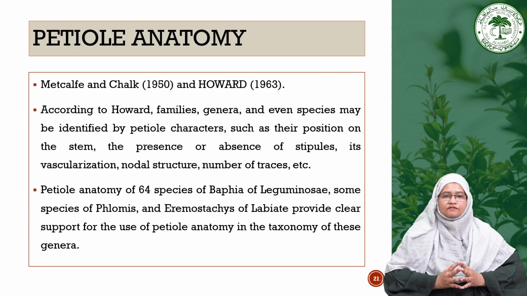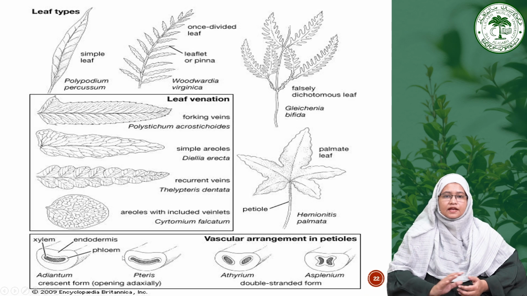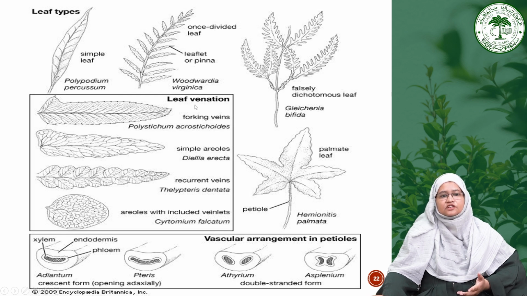Petiole anatomy of 64 species of Bauhinia of Leguminosae and some species of Phlomis and Aeollanthus of Labiatae provide clear support for the use of petiole anatomy in taxonomy for these genera. As we can see, these are the different types of leaves. This one is the simple leaf, this is the Polypodium persicaria, and this one is the compound leaf, as you can see the leaflets or pinnae, which is called the unipinnately compound leaf. Then there are different types of venation in the leaves.